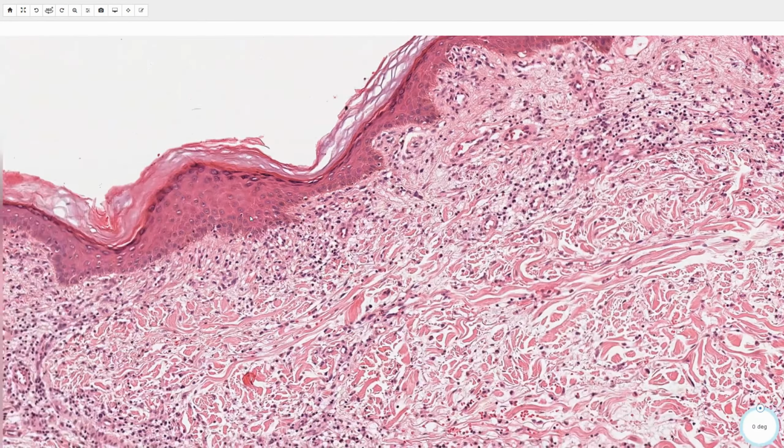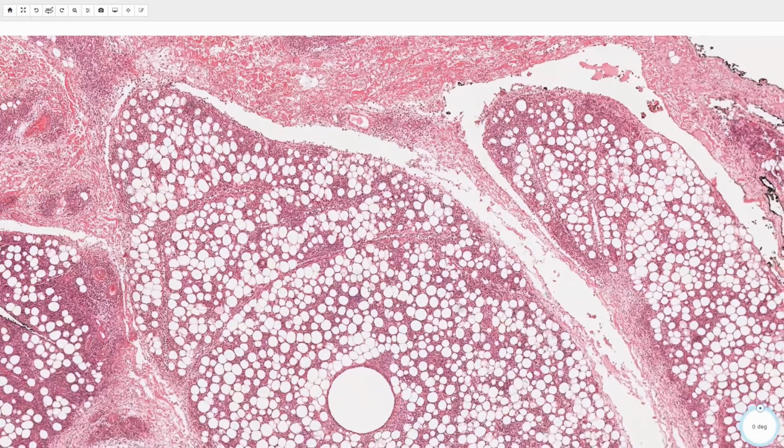And I think that does present some evidence that this may be a progression of perhaps lupus progressing to lymphoproliferative disorder or to a frank panniculitis.